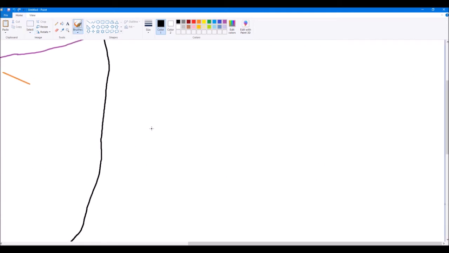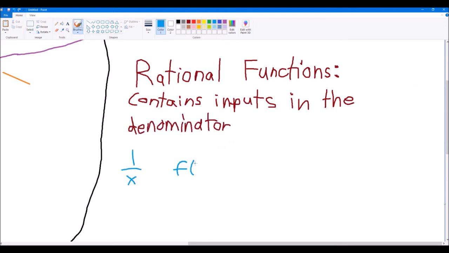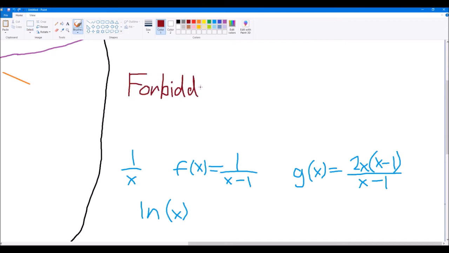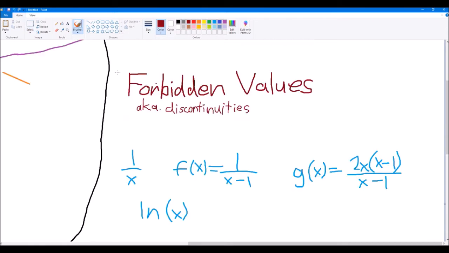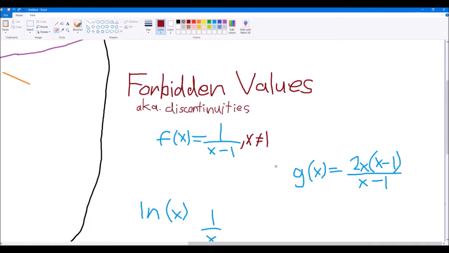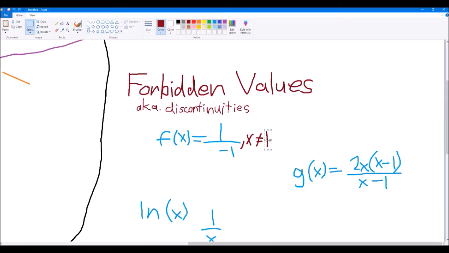These are the so-called rational functions, which have x's in the denominators of fractions. Now, if there's a possibility of that denominator being 0, that function is forced to deal with what I'm going to call forbidden values. For example, if f of x equals 1 over x minus 1, we must explicitly state that x is not allowed to equal 1. If it could equal 1, there's a potential for dividing by 0, which would create a black hole.